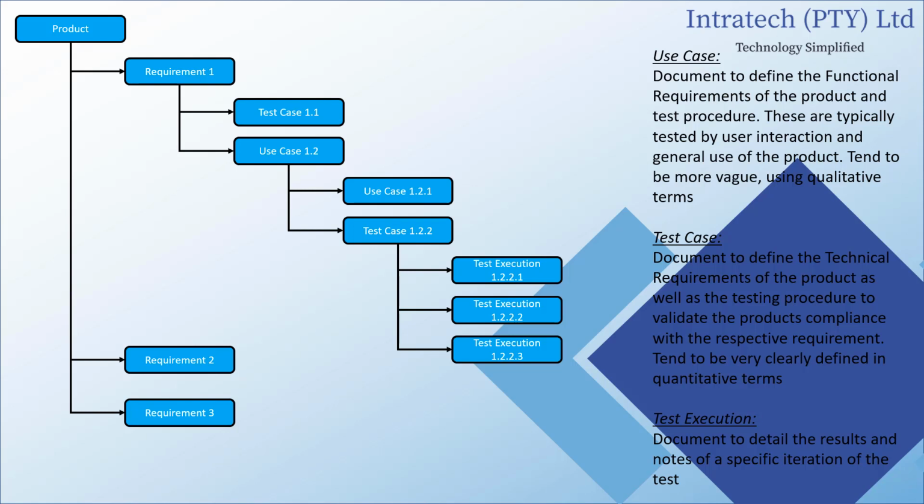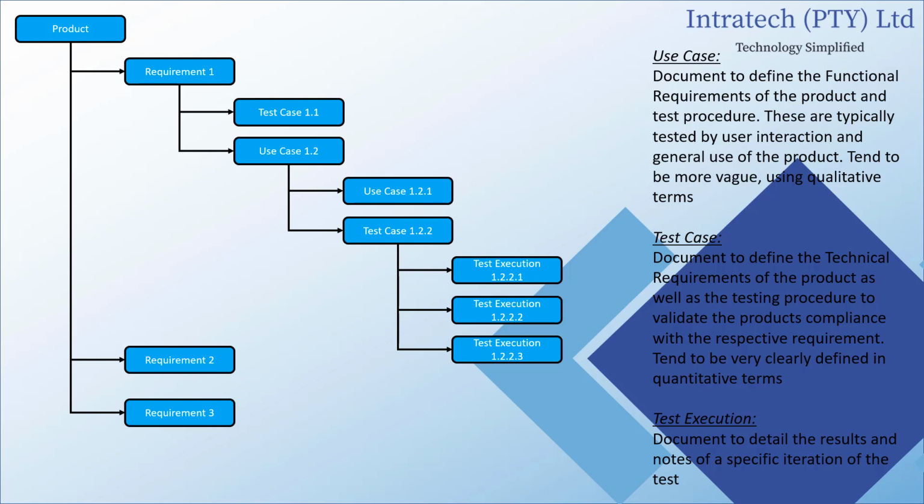This diagram shows the overall hierarchy of requirements, test cases, use cases, and finally, test executions. Use and test cases are stored as children to the requirement to which they are testing. Furthermore, use cases can be broken down to include test cases in some situations.